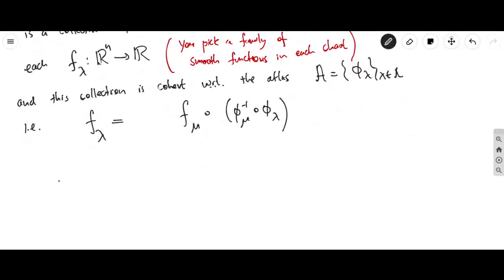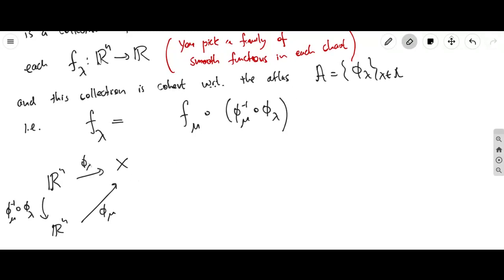If you forget how it goes, you just have to think of this. You map R n into x, and you map R n into x; this is phi lambda, this is phi mu. So you have a map here, which is phi lambda composed with phi mu inverse. And if you have a map f lambda into R, and you have another map f mu into R, to be coherent just means the diagram has to commute. So f lambda should be this composed with that. This composition has to be satisfied.